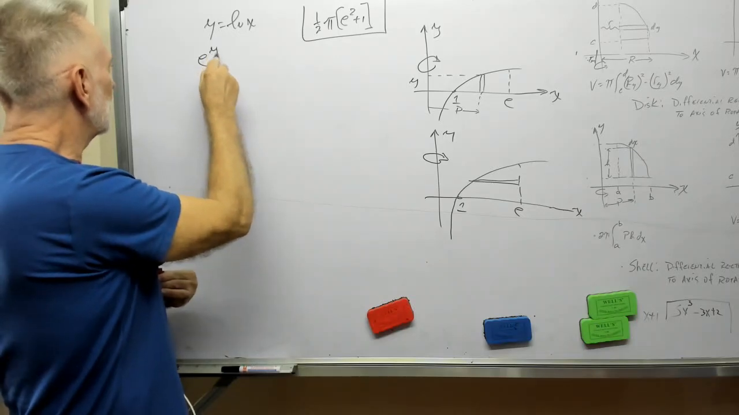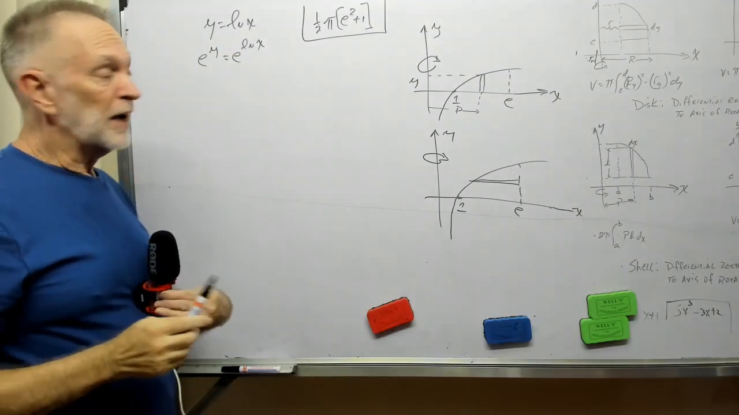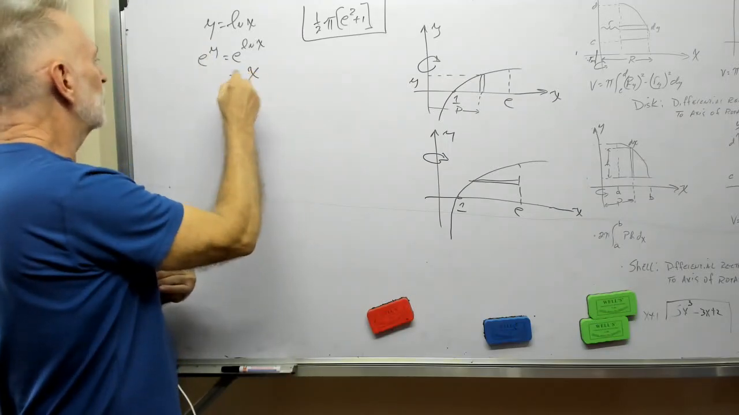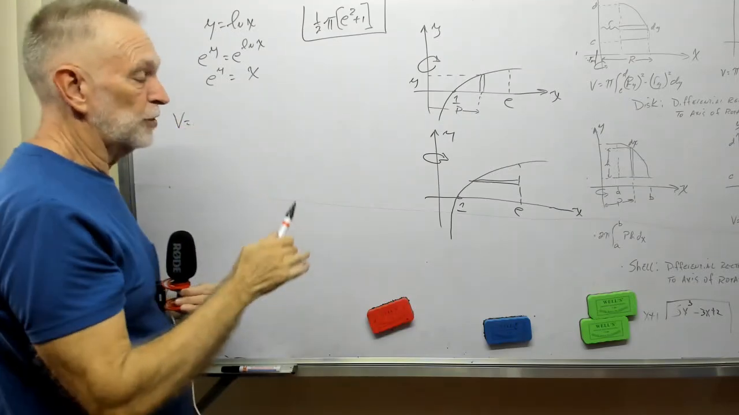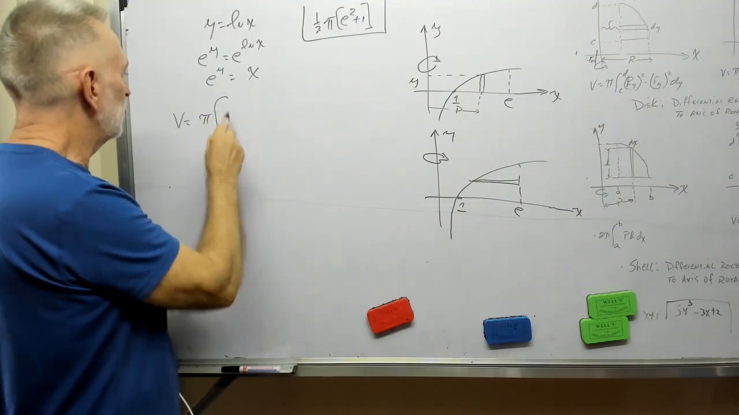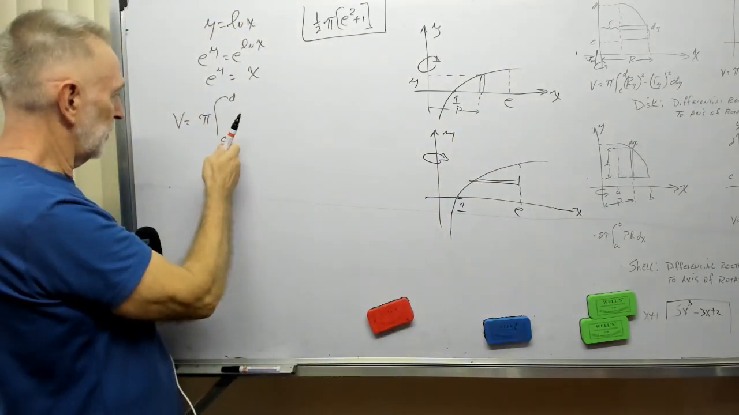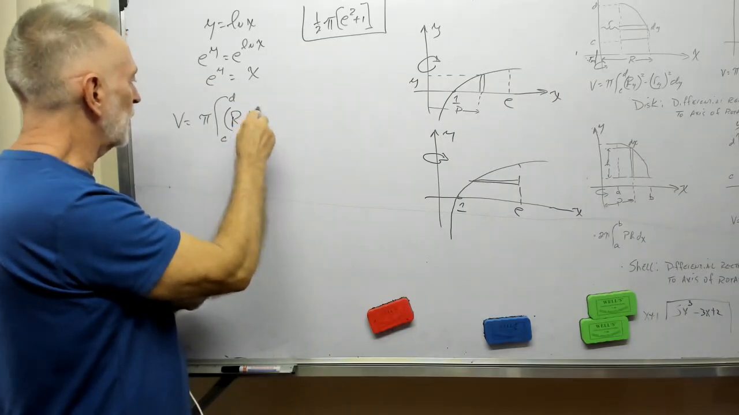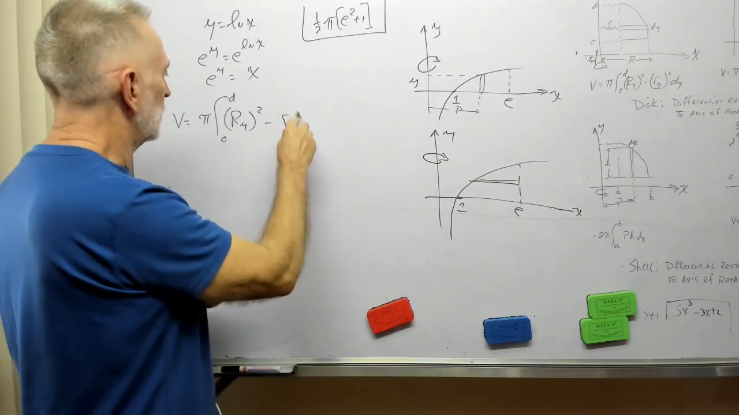If I take e to the y, that's e to the natural log of x. All I did was raise both sides to e. Well, e to the natural log of x is what? That is x. So x equals e to the y. So now, the volume relative to the disk method says I'm going to multiply this thing by pi. Now I'm integrating on y, so I'm integrating from c to d, with my outer radius squared minus the inner radius squared dy.